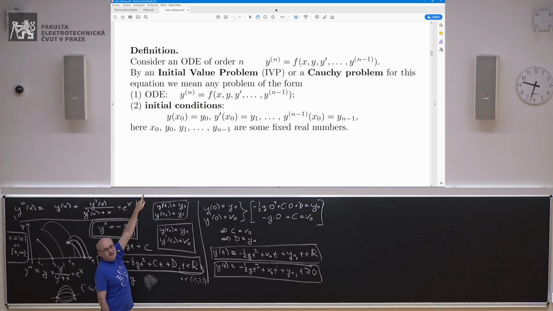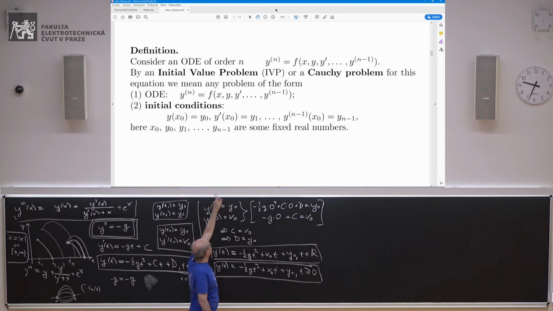You have a certain starting time. I'm talking about time because that's a good mental image to have when you are talking about the dummy variable x. But it could also be location, whatever. Okay, so you have the initial time x0, and you know the value of the unknown function. Then you know the derivative, which is the velocity, if you want to see it that way, and so on.